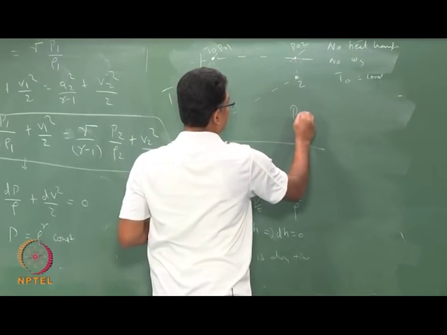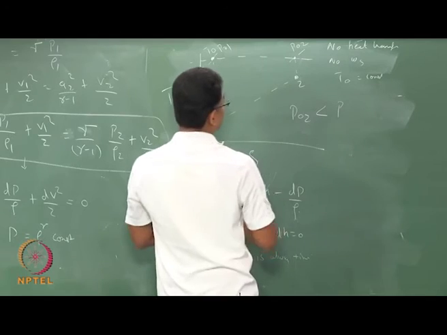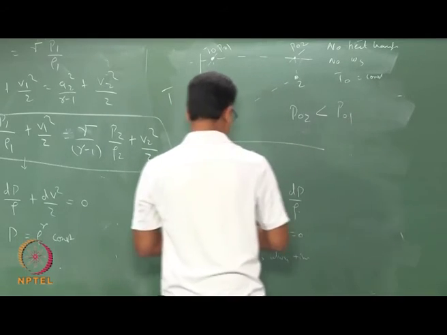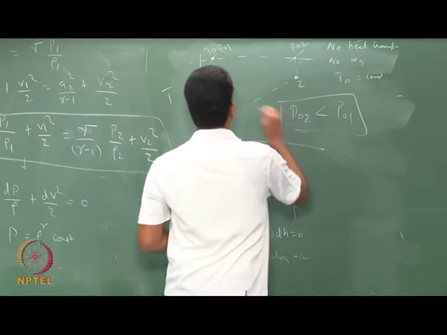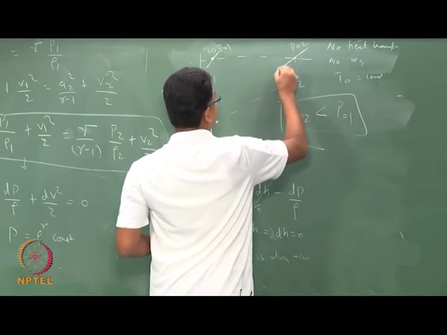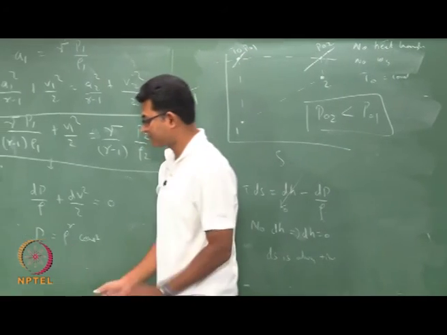always be less than P01. Okay. So, this pressure P02 is always less than P01.